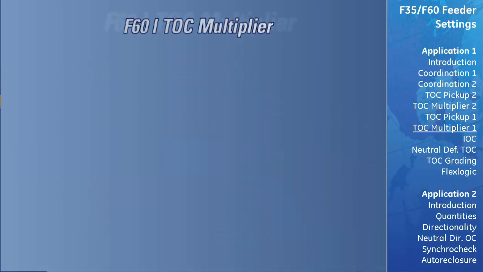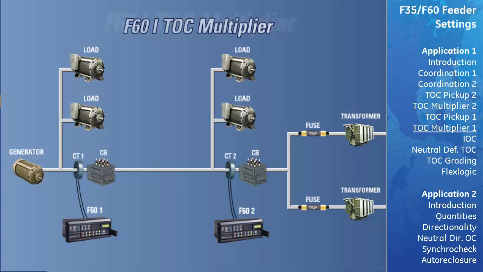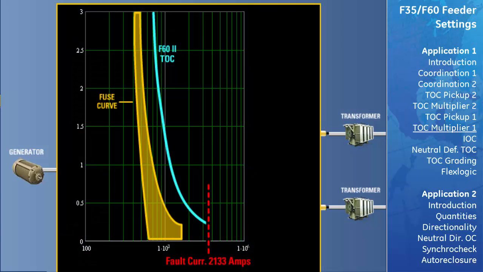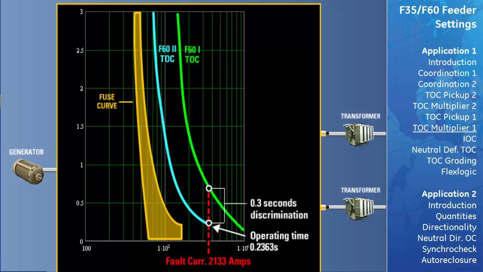Now we will determine F60 I's phase TOC time multiplier. For the fault current of 2,133 amps, F60 II's operating time is 0.2363 seconds. Earlier in the course, it was determined that a minimum discrimination time of 0.3 seconds should be used between microprocessor relays. As a result, for a 2,133 amp fault current, F60 I should operate in 0.5363 seconds, which is the sum of F60 II's operating time of 0.2363 seconds and a discrimination time of 0.3 seconds.